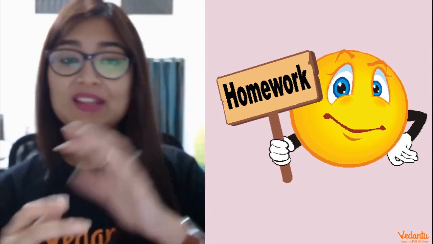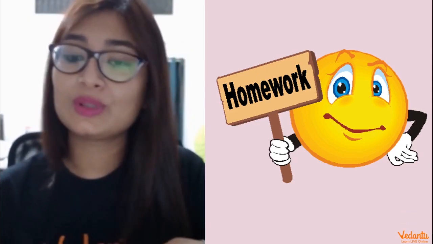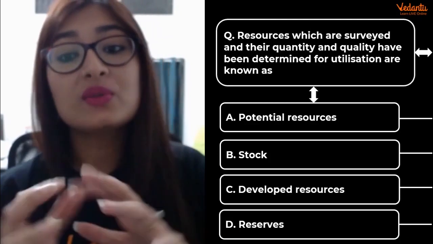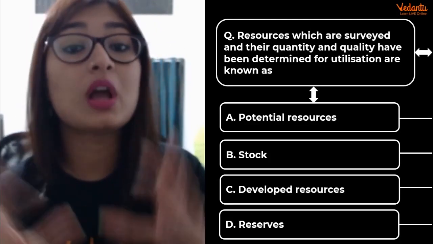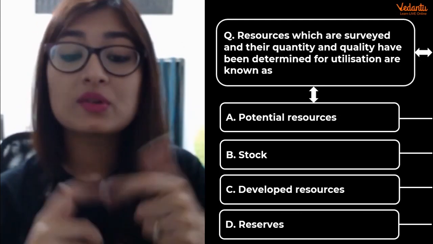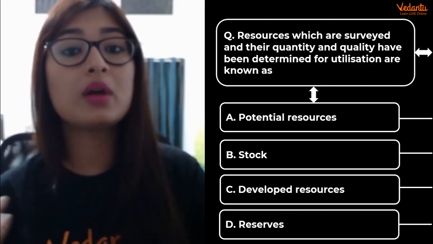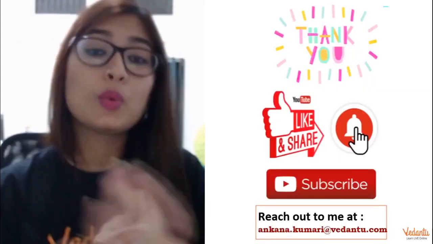Okay, so as I told you, I had a homework question for you in the end, and here it is. Resources which are surveyed and their quantity and quality have been determined for utilization are known as potential resource, stock, developed resources, or reserves. With this, we're done with the session, guys.